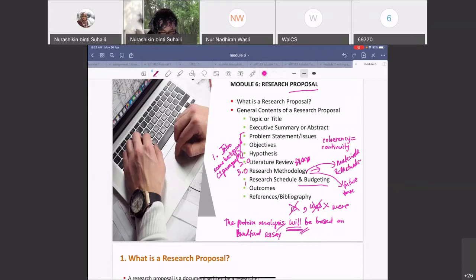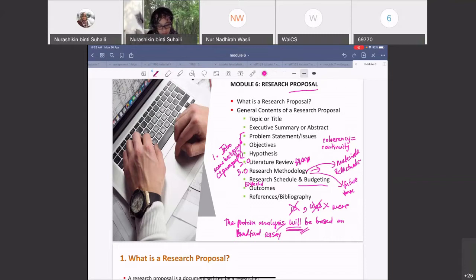expected outcomes, normally we put expected outcomes. Normally in FYP, I'm not sure of the order. Normally expected outcomes come first before the research schedule, but later you can check. But those are the things that need to be included in a research proposal.